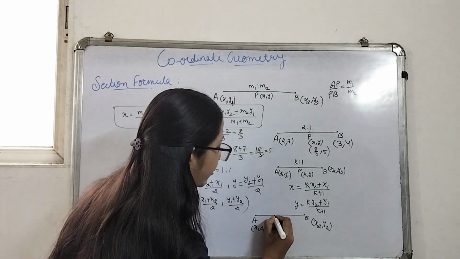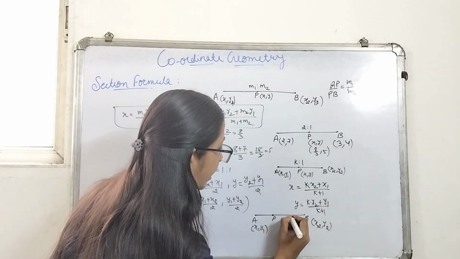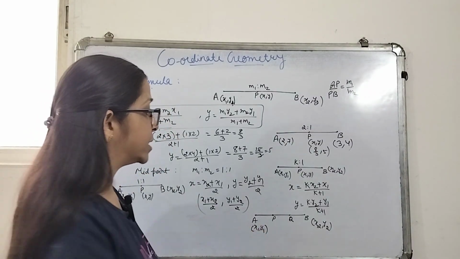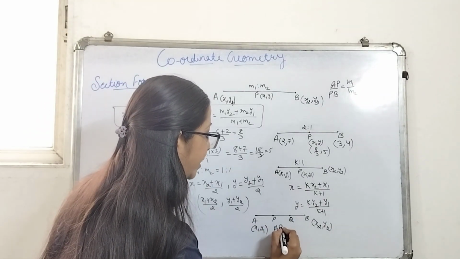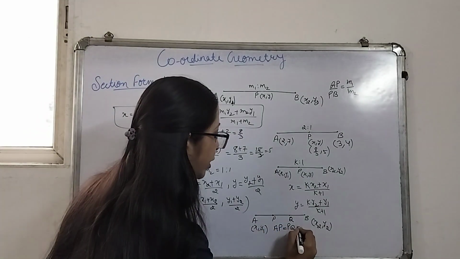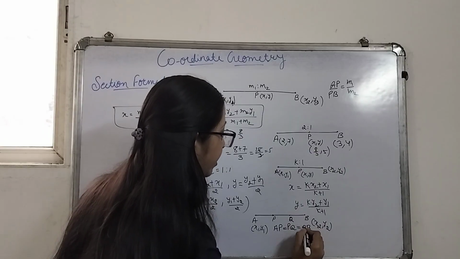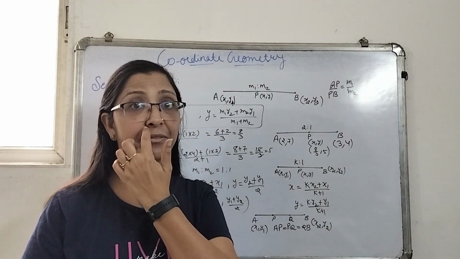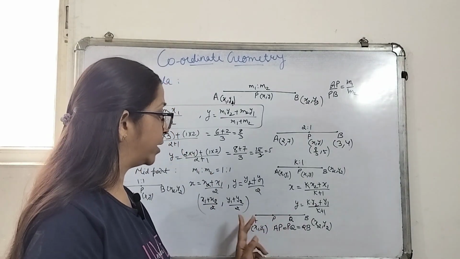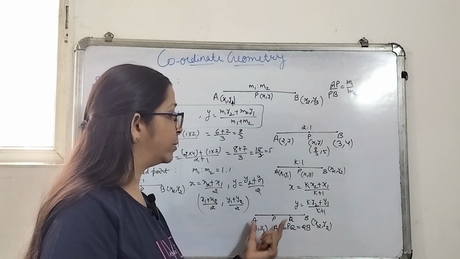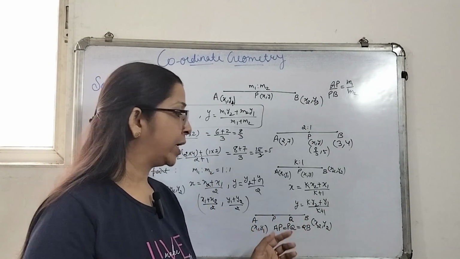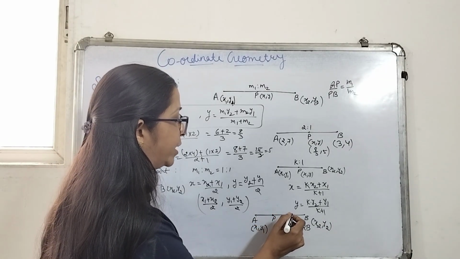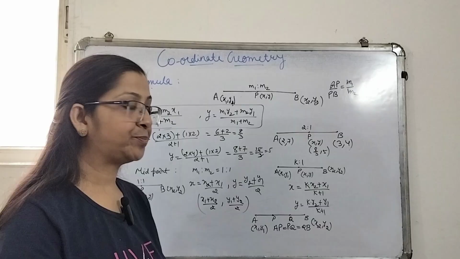One of the points we will assume to be P and the other to be Q. That simply means AP will be equal to PQ, which will be equal to QB. This will be the condition, because it is dividing into 3 equal parts. That means P and Q will be somewhere in between A and B, such that AP equals PQ equals QB.